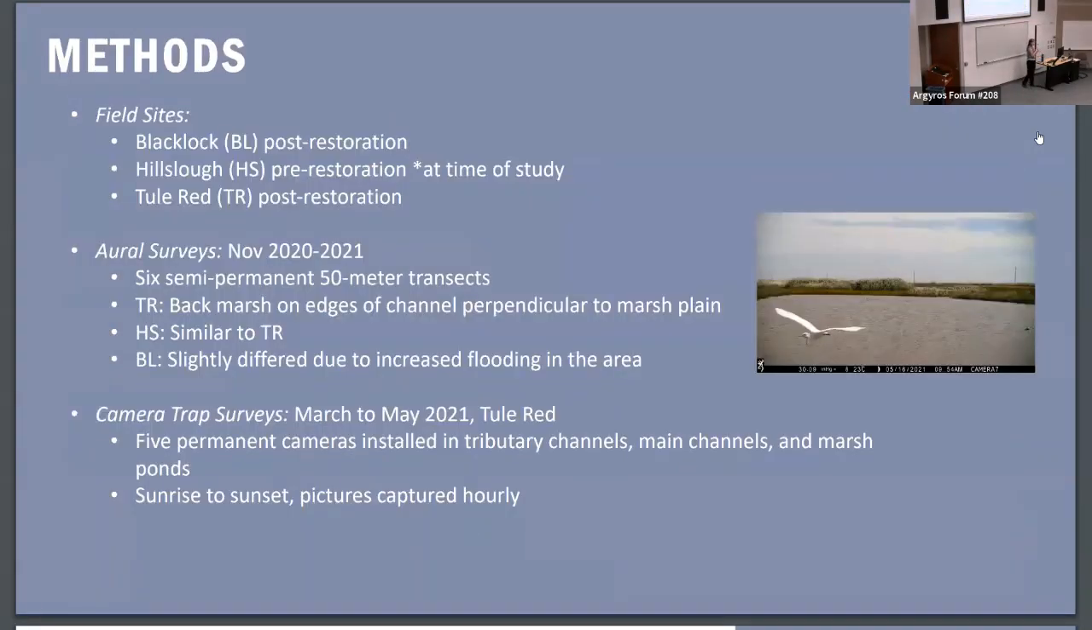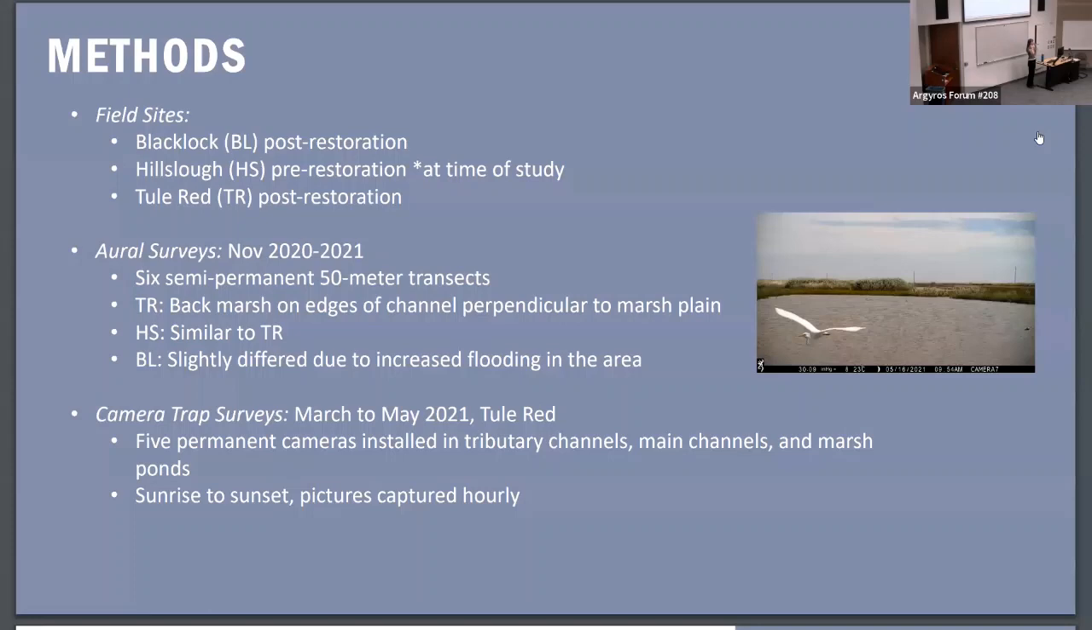So for the methods, we have three different sites that we focused on: Blacklock, Hillsloop, and Tule Red, all within different stages of pre versus post restoration. Blacklock was breached over a decade ago, so it's about 10 years post-restoration. Hillsloop at the time of this study was pre-restoration, so it's still managed, but now in the past year it's a post-restoration tidal wetland. And Tule Red was the first ever tidal restoration project within the marsh. Super interesting, super fun stuff.